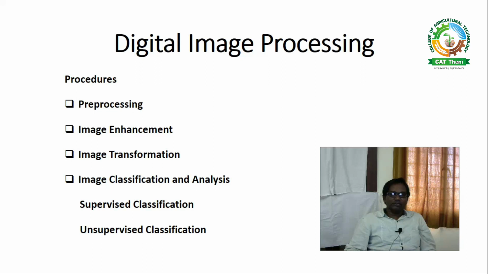There are several procedures involved in the digital image processing. Those procedures comprise formatting and correcting data in the image, then image enhancement, and finally the image has to be classified. Let us see the technical procedures involved in the digital image processing. The first step in the digital image processing is pre-processing. Pre-processing, as I have already mentioned, is formatting and correcting the data in the image.